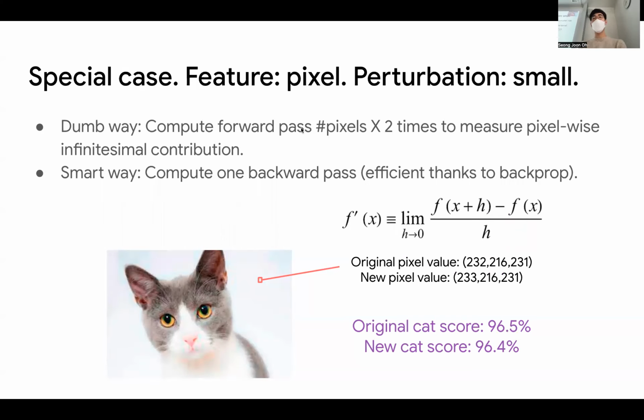So the dumb way to compute this kind of perturbation is to do the forward pass, the number of pixels times 2, because you wish to compute the original one, and then the results after perturbing the pixel a small amount. And that's a dumb way of doing that. But the smart way is just to do one backward pass through the network onto the image. And that's going to give you exactly the estimation of what's going to happen to your output when you change every pixel by a small amount. Okay.